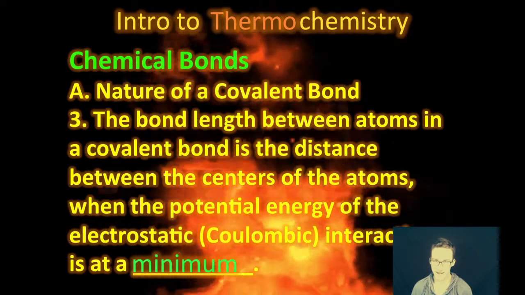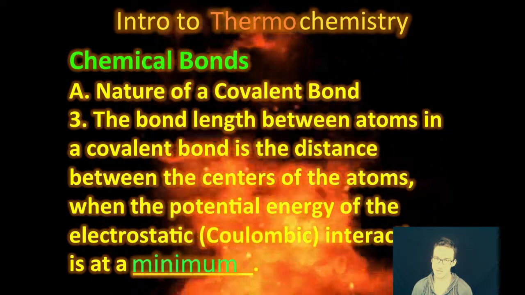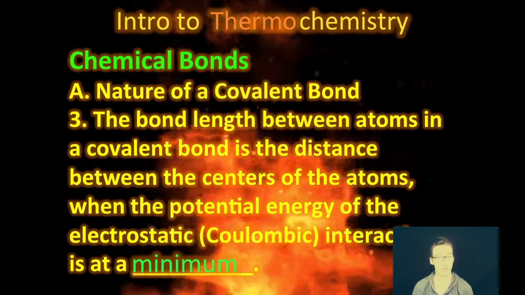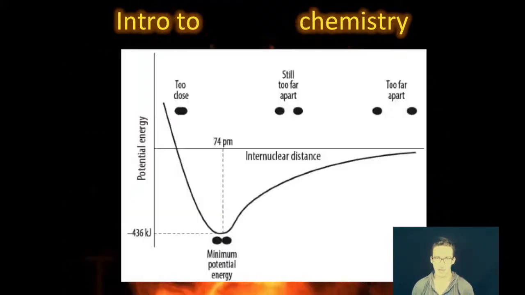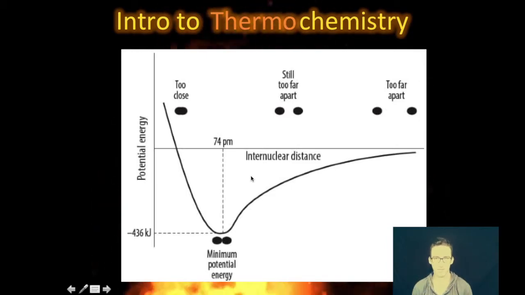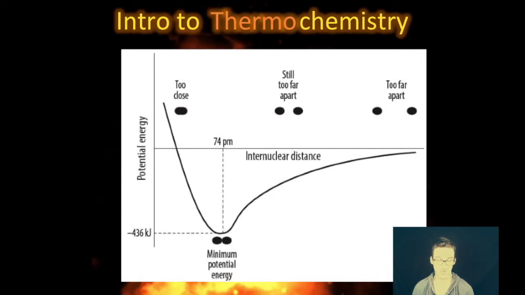And then we define what's called the bond length between atoms in a covalent bond as the distance between the centers of those atoms when the potential energy of the electrostatic or Coulombic interaction is at a minimum. Now, you've got a thriller of a diagram at your disposal in your notes. And as you look at what this is telling us, basically what we're looking for is the perfect distance where we're going to minimize the potential energy between the two atoms.